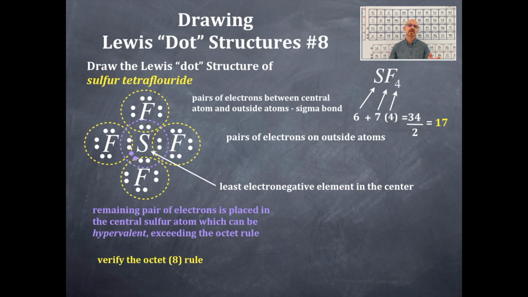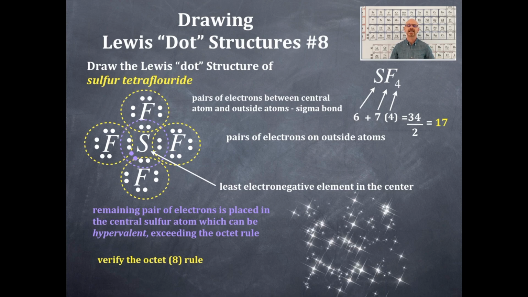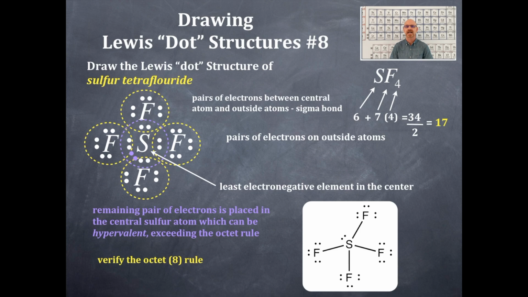Now we're going to make this structure look pretty and clean it up, and this is the structure that we finally have. We have a lone pair of electrons on that sulfur and 4 bonding pairs, and then we have the fluorines attached with those bonding pairs. The fluorines have 8 electrons around them, and the sulfur, of course, has 10. That's a nice cleaned up structure for you.